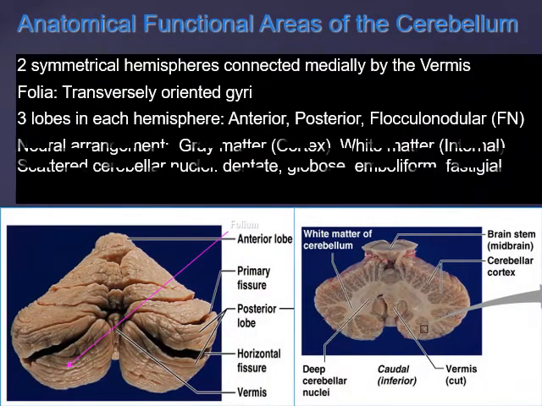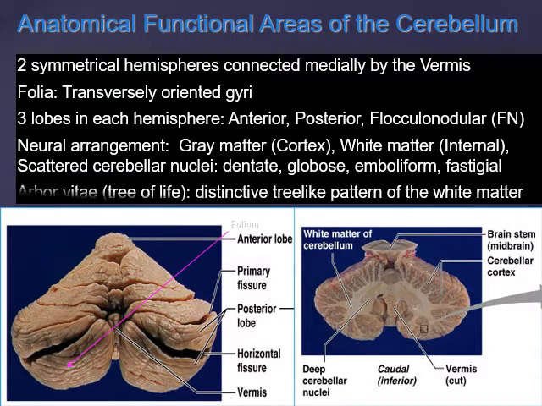From the anatomical point of view, we have anterior and posterior lobes of the cerebellum. You can see here this is the anterior lobe and the posterior lobe, which are joined at the vermis, separated by the horizontal fissure, and the small flocculonodular lobe. So these are the anatomical divisions of cerebellum.